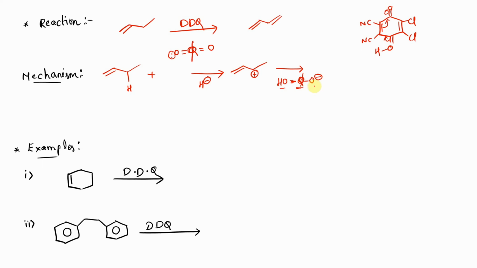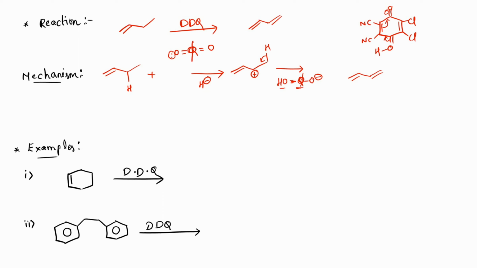And the oxygen is with the negative charge. Now this reacts with the proton present over here. This negative charge attacks the proton present over here. As a result, the negative charge on the carbon will be involved in bond formation with the positive charge, leading to the formation of a carbon-carbon double bond. Okay, understood? So this is the mechanism of how the dehydrogenation process takes place.